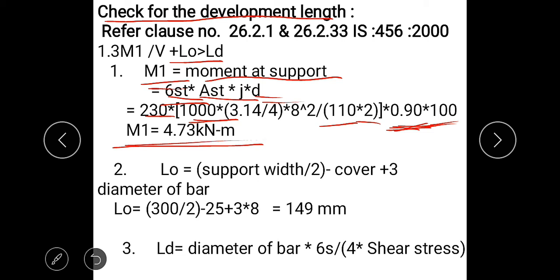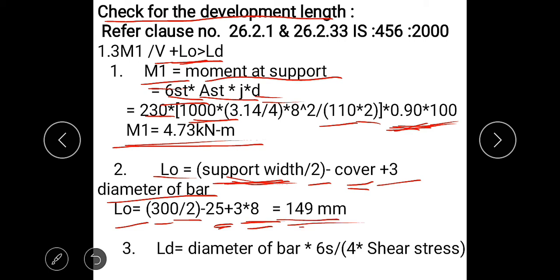Second, we know V, so now we have to find L0. L0 means support width. Our support width is 300, given in the example. So support width is 300 by 2, minus cover, which is 25, plus 3 into diameter of bar. Our diameter of bar is 8. So L0 is 300 divided by 2 minus (25 plus 3 into 8). So L0 is 149 mm.